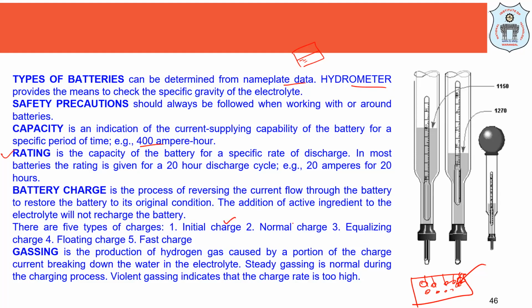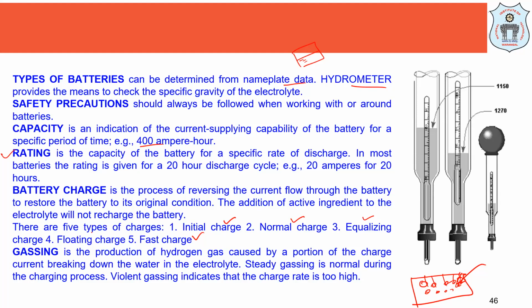There is initial charge, normal charge, equalizing charge, floating charge, and fast charging. We have seen the advantages and disadvantages of fast charging and normal charging in the previous lecture. There is another problem associated with this, which is gassing out. Hydrogen gassing out is one of the problems which we have seen, particularly during high temperatures.